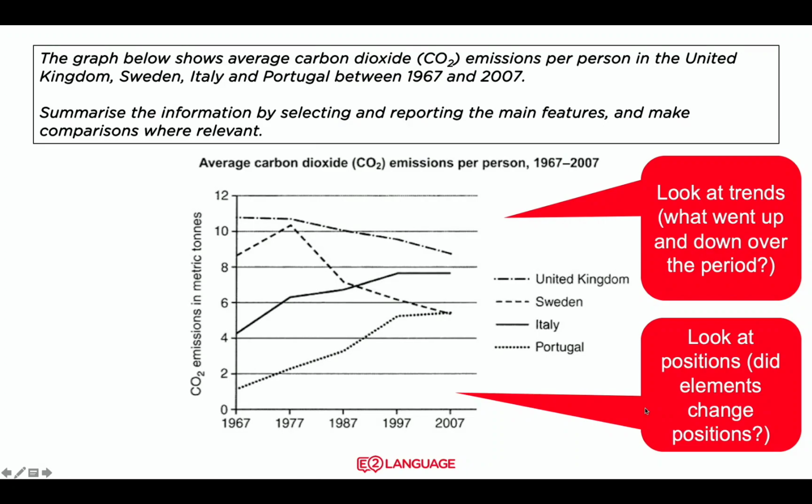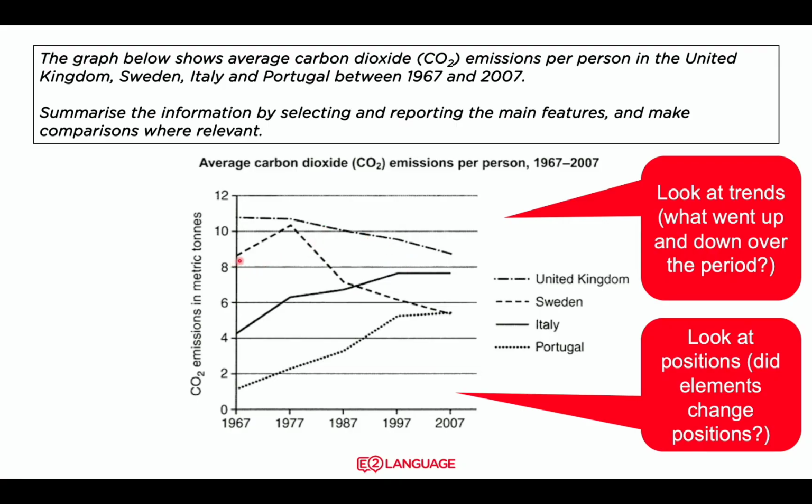Second thing to look at is the position of the elements. Did the elements change position? So what I mean by that is, here we've got the UK at the start was the highest emitter per person, and it remained so throughout the period. So it didn't drop to be the final, the lowest emitter, for example.